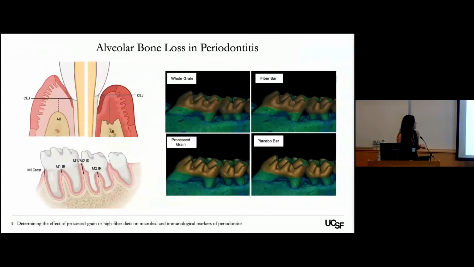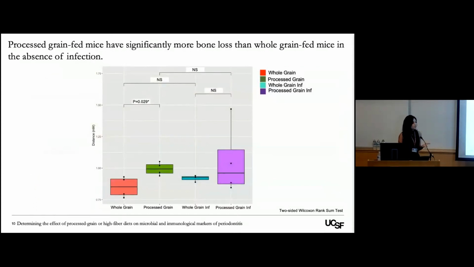Alveolar bone loss is a classical clinical parameter in periodontitis, in which the hard tissue destruction of the alveolar bone increases the distance between the cemento-enamel junction and the alveolar bone crest. To measure this, we performed micro-CT and measured 4 distinct sites on the mouse mandible. For the sake of time, I'm only going to be presenting those results that were of special interest to us. So I'm focusing here on the processed grain versus whole grain groups, but we saw that the processed grain group had significantly greater bone loss than the whole grain group in the absence of infection. And this was really interesting because it suggests that even in the absence of infection, processed grain diets are able to promote a periodontitis-like phenotype.